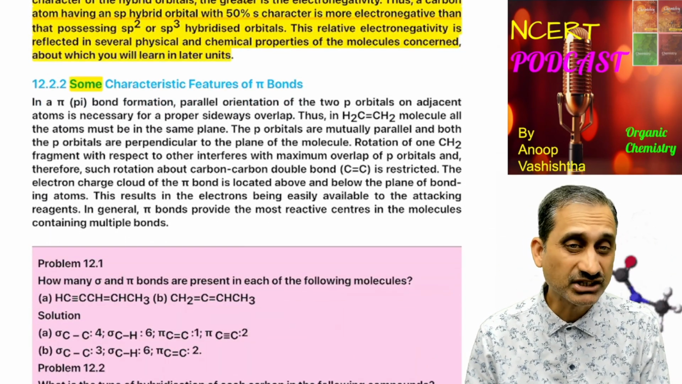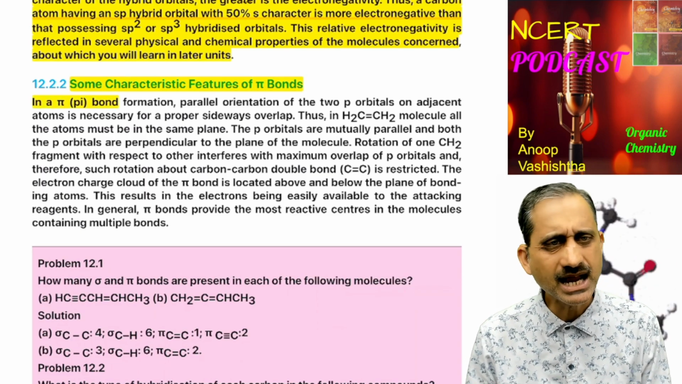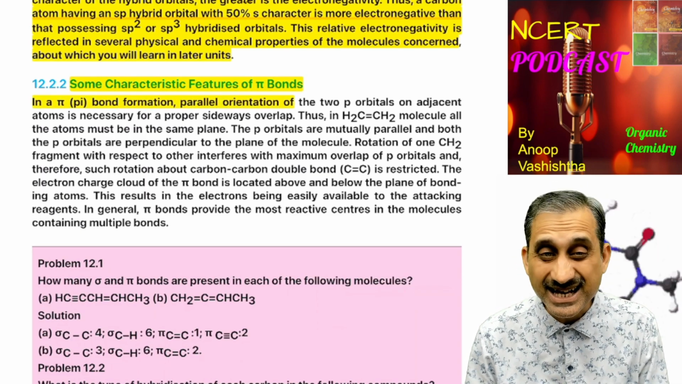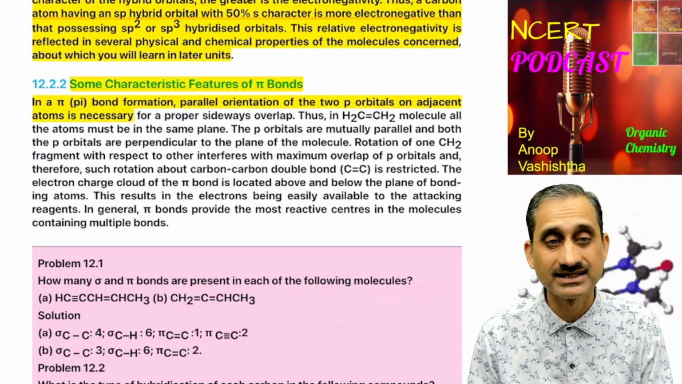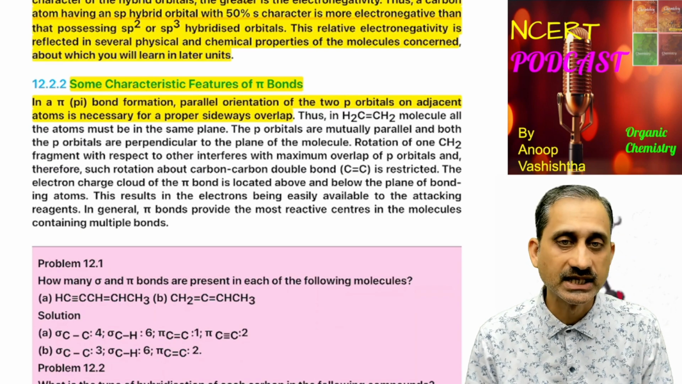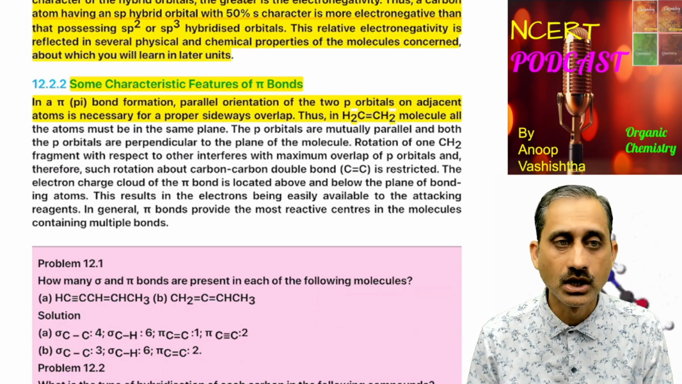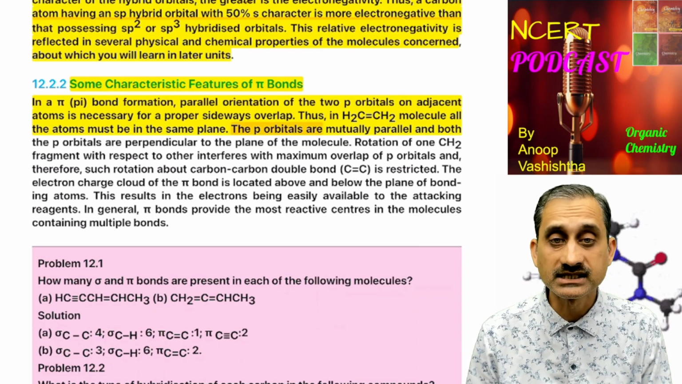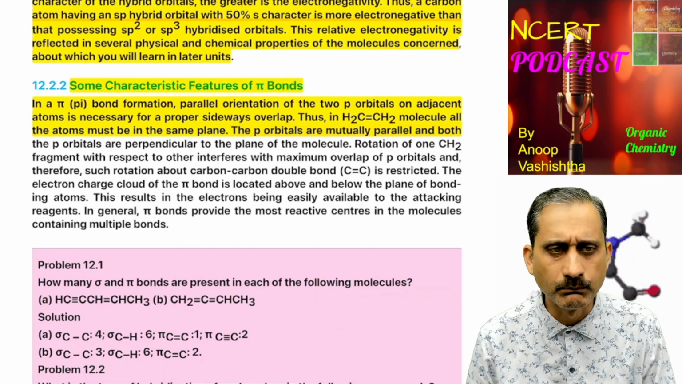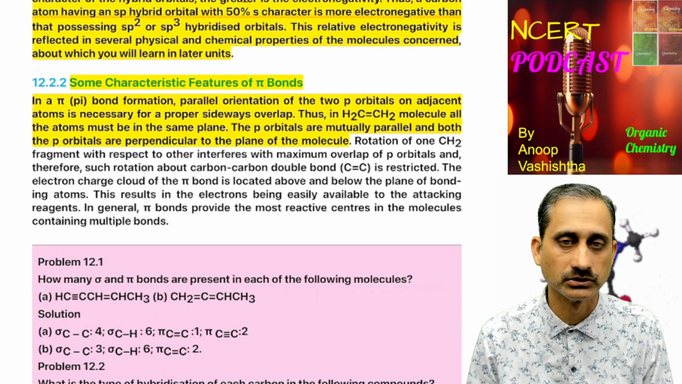Some characteristic features of pi bonds. In a pi bond formation, parallel orientation of two p orbitals on adjacent atoms is necessary for proper sideways overlap. Thus, in CH2=CH2 molecule, all the atoms must be in the same plane. The p orbitals are mutually parallel and both the p orbitals are perpendicular to the plane of the molecule.